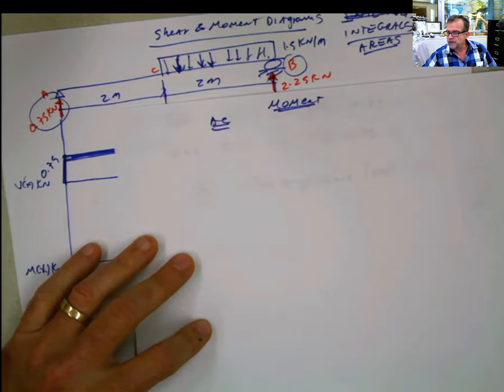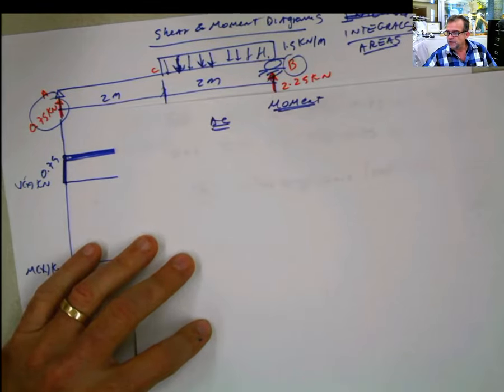Value of moment, because we are working with moments. Moment at the beginning, which means A. Read from the diagram. How much is the value of the moment read from the diagram? 0. That means that this value is 0.